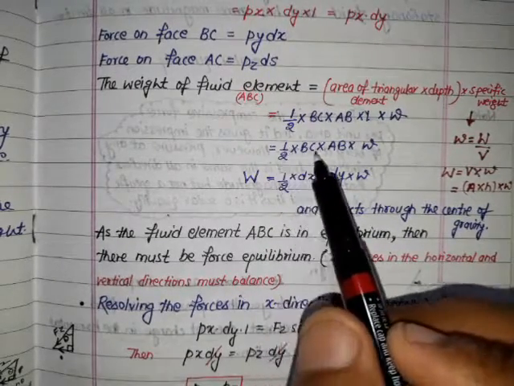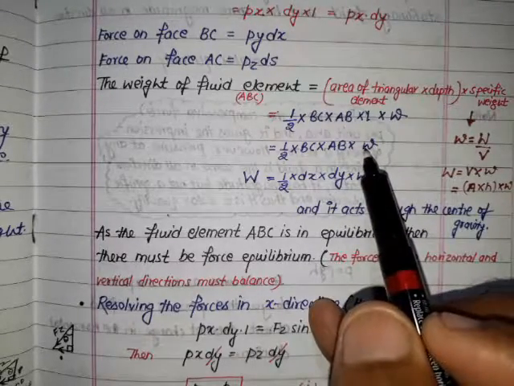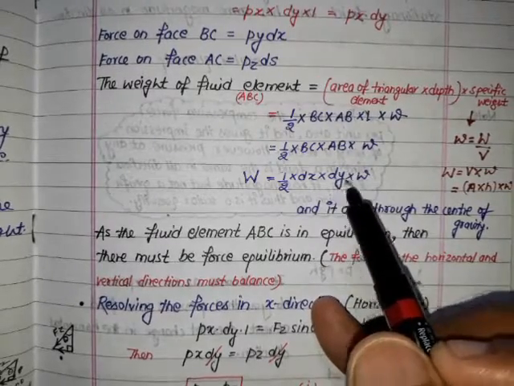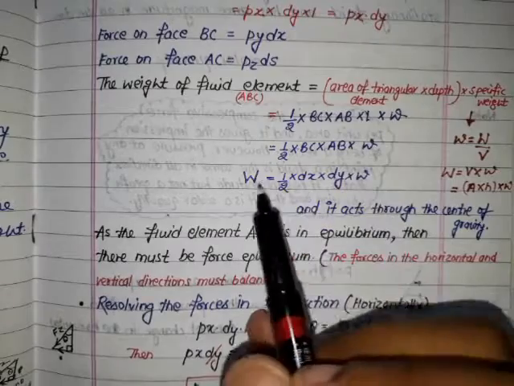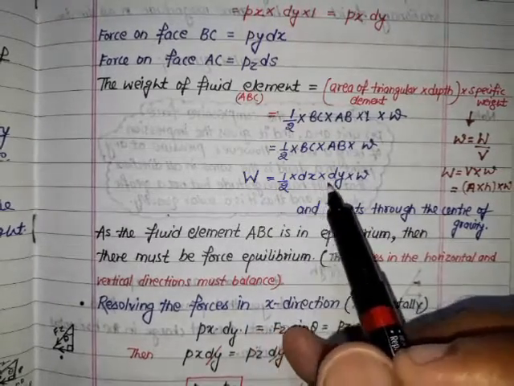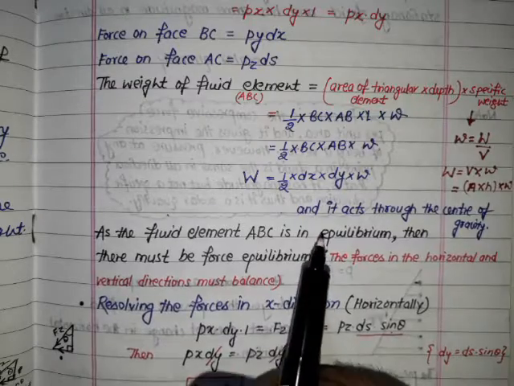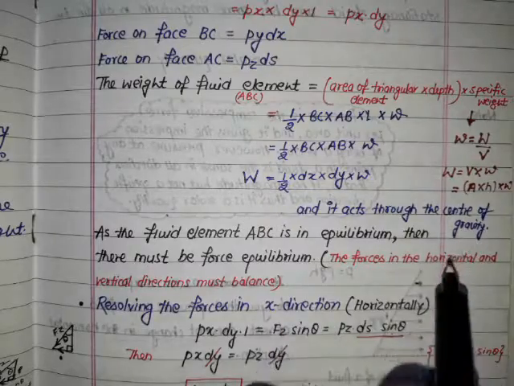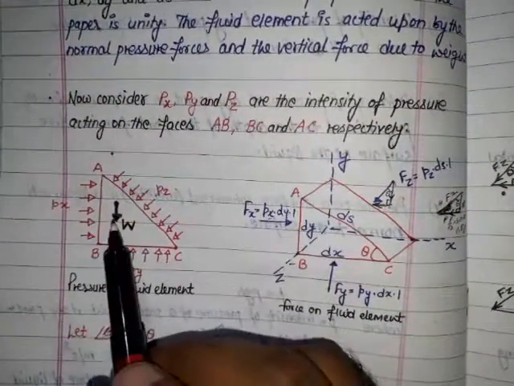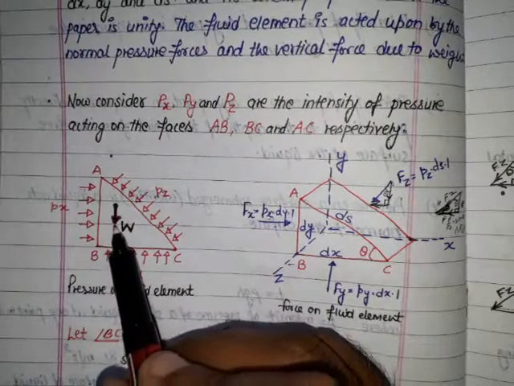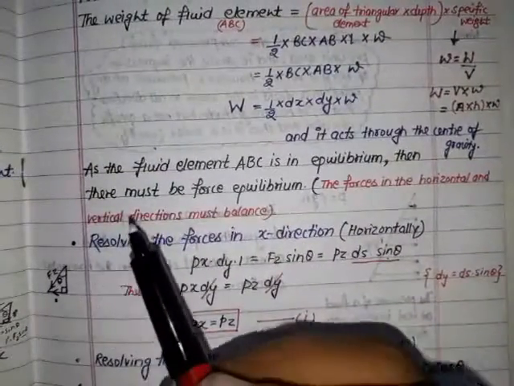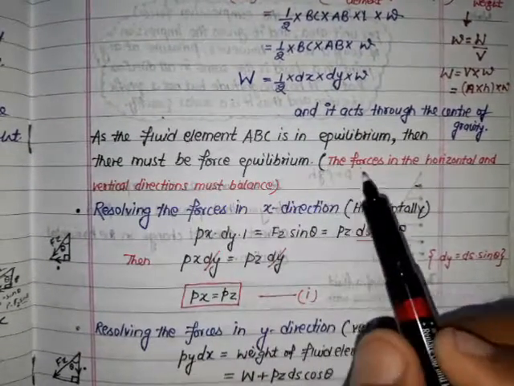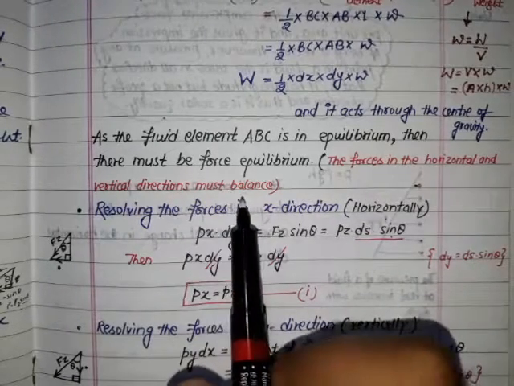So 1 by 2 into BC into AB into W. BC equal to dx, AB equal to dy, and that is W. So the weight of the fluid element is 1 by 2 dx into dy into W. It acts through the center of gravity, because as we know, the weight of any element acts at the center of gravity, at the center point of this triangle. So there must be force equilibrium.